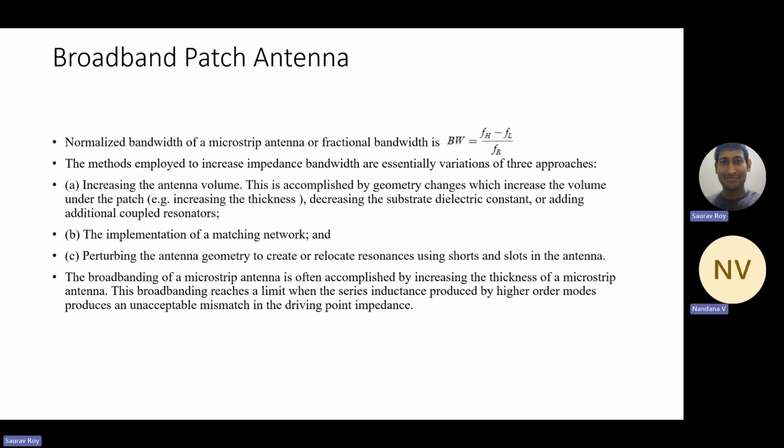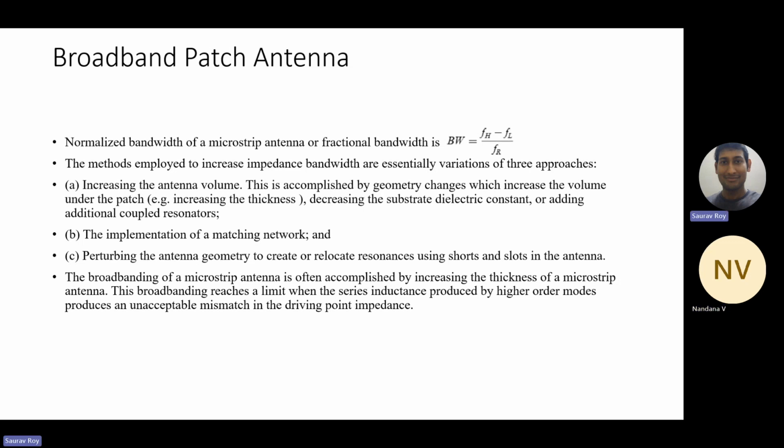So another interesting and important point is the broadband antenna. Generally, the limitation of the microstrip antenna is that although it is single plane, works very fine and beautifully, and you can integrate it with other circuits and everything, it is very narrow band. So people have looked into how to make it broadband.